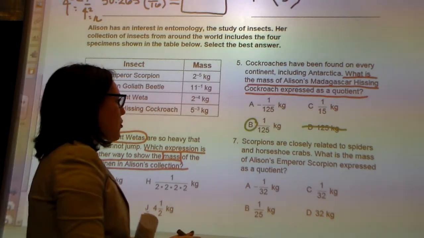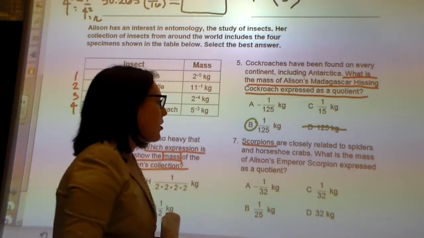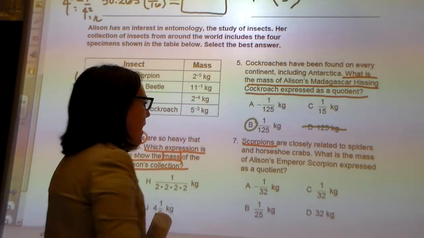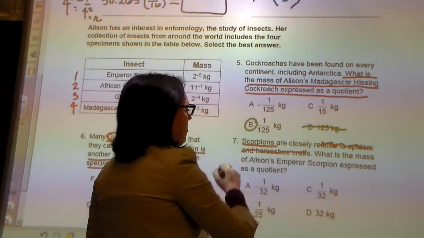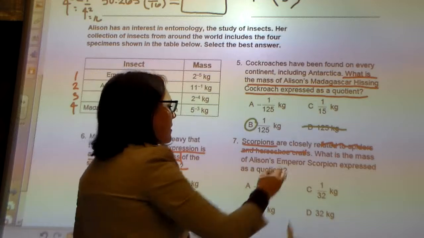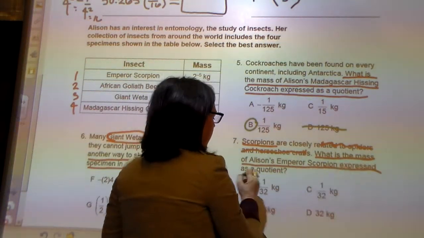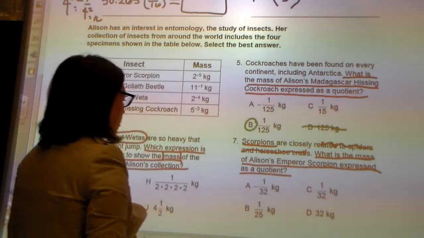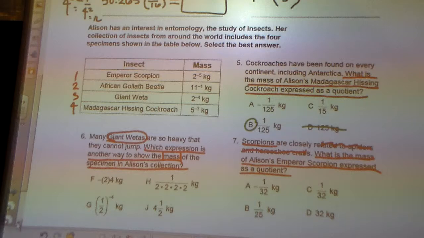In number 7, scorpions. So we're talking about the scorpions. They're closely related to spiders and horseshoe crabs. We're just going to cross that out because we don't care, and we don't want to get confused by more insects. We just want to know about the scorpions. What is the mass of Allison's emperor scorpion expressed as a quotient? That's all we're looking to answer. So I'm going to leave y'all to answer numbers 3, 4, 6, and 7 on this worksheet. And just raise your hand if you have any questions.